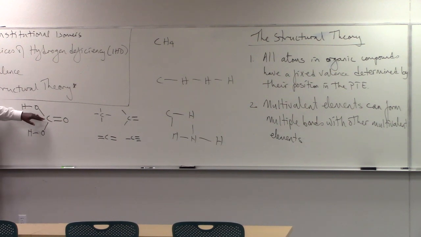This shows the ability of carbon to form its 4 bonds, O to form its 2 bonds in 2 different ways, H to form 1 bond. But if I'm multivalent, I have the ability to form a multiple bond. In this case, this is called a double bond. I can form a multiple bond with another multivalent element. I could, or I could not.